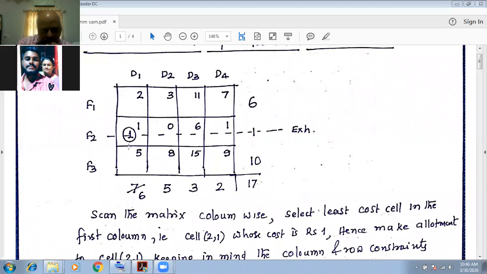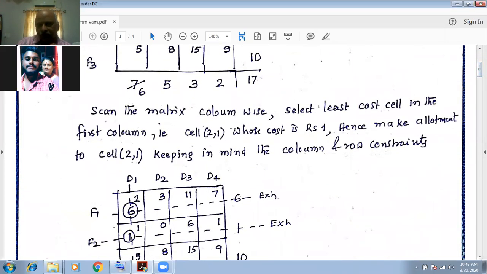So that factory 2 is exhausted, but still the showroom is not yet filled up, because the showroom can keep 7 units. Out of that, I have delivered only one unit from factory 2 to showroom number 1. Still it can take 6 more units. That's what I have explained here in the theory, in the slide. Scan the matrix column wise. Select the least cost cell in the first column, that is cell number 21, whose cost is rupees 1.